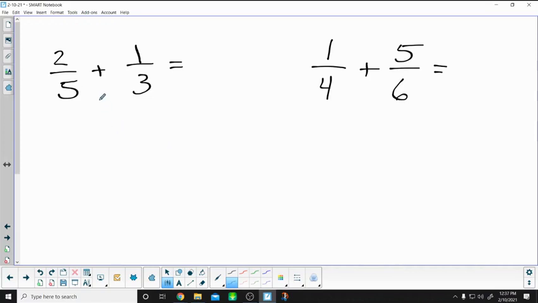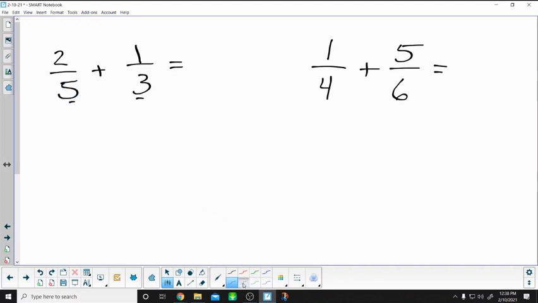So I need to convert this fraction over to something that would have the same denominator. So this is how we do it. I try to think of what 5 and 3 go into that they would have in common. And I'm thinking 15. You know, 5 times 3 is 15 and 3 times 5 is 15. So that's what I'm going to use as my common denominator.